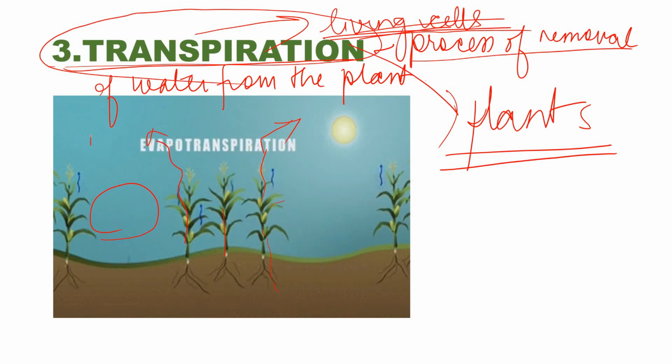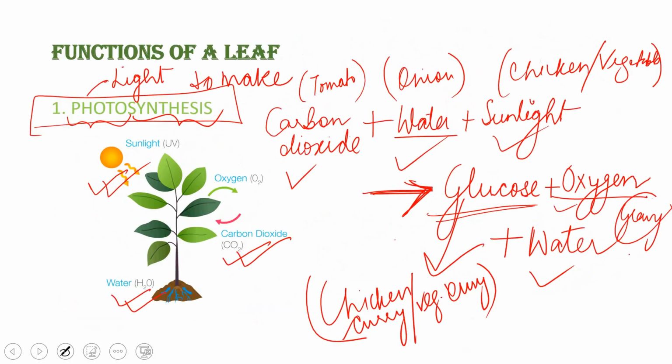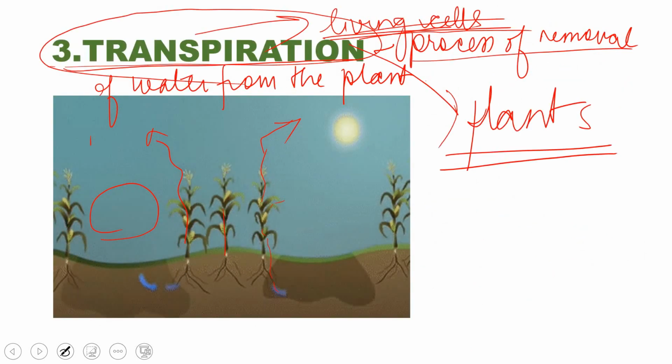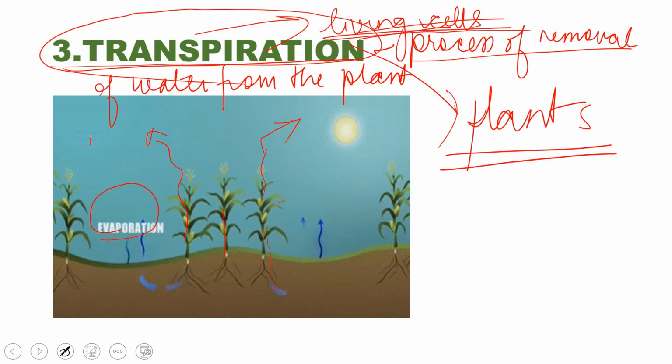All right. So we have three functions of leaves. Let us revise once again. Number one is photosynthesis. Number two is gaseous exchange. And number three is transpiration, that is the process of removal of water from the plant.